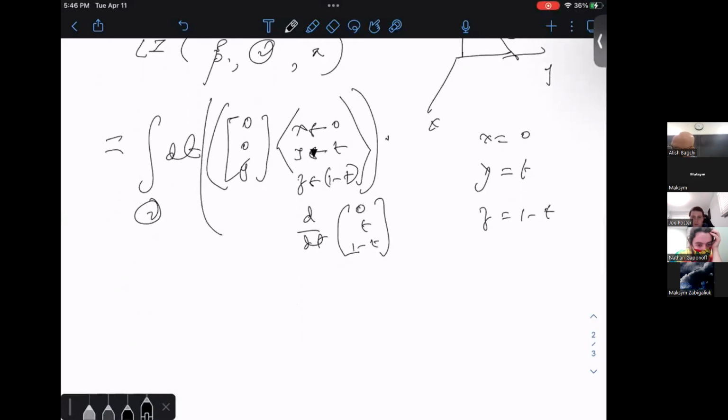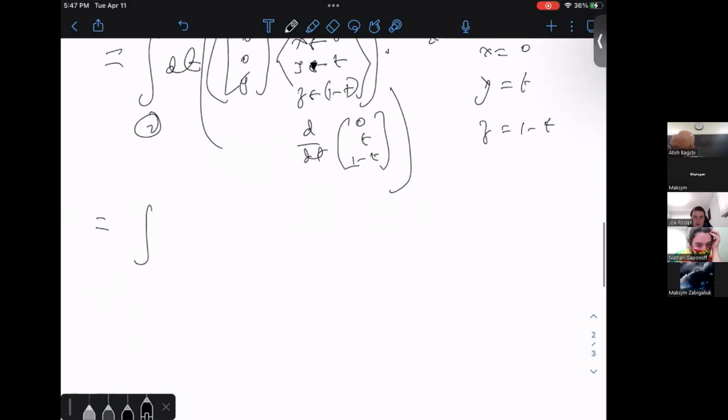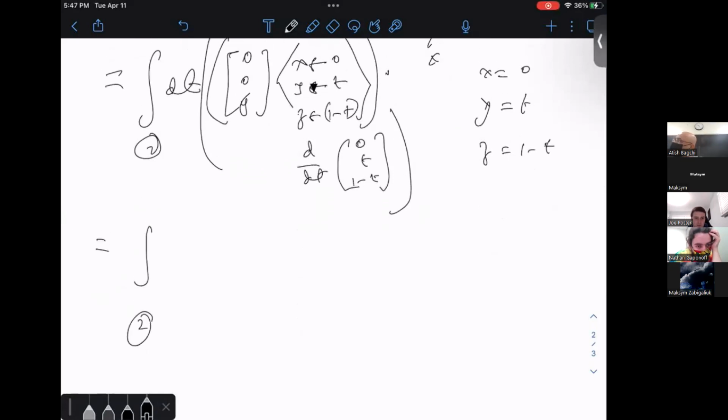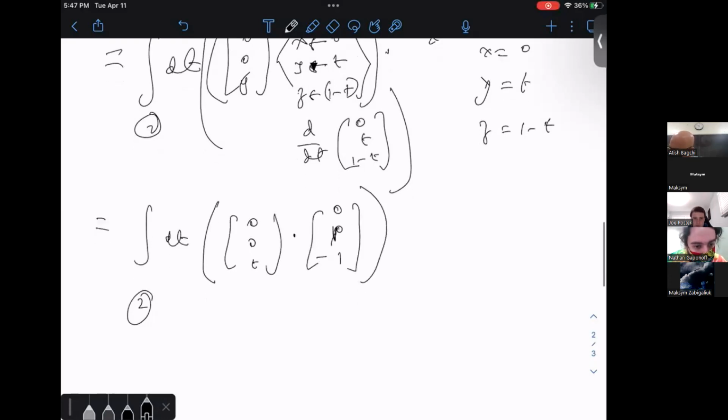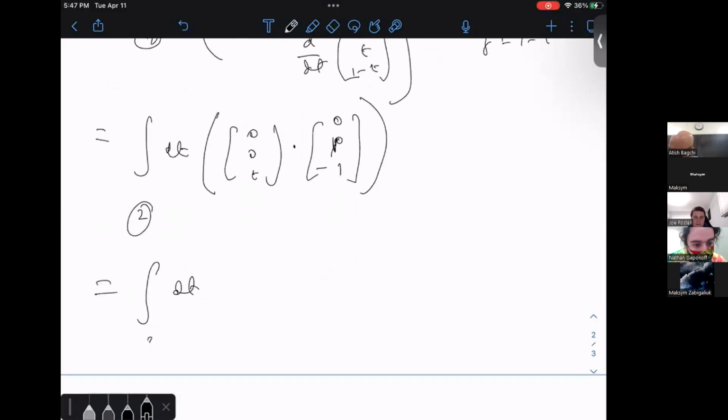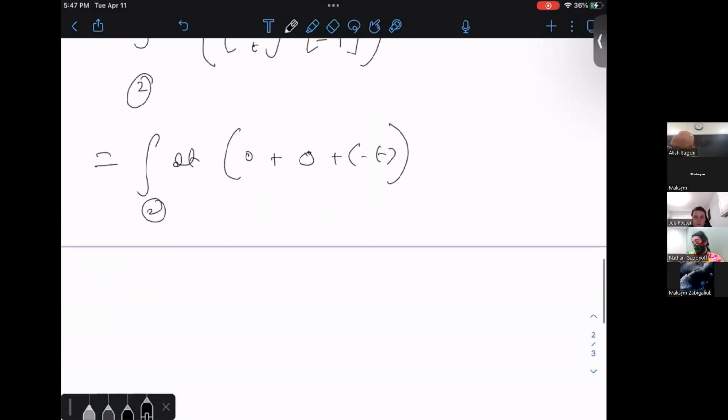That should do it. So let's see what that is. The second, yes, the second piece of the boundary. So this is dt. This gives me just 0, 0, t dot 0, 1, minus 1. So this is equal to integral of dt along 2 of 0 plus 0 plus minus t. Let me turn off the lines for you. Turn on? Turn it off. Why?